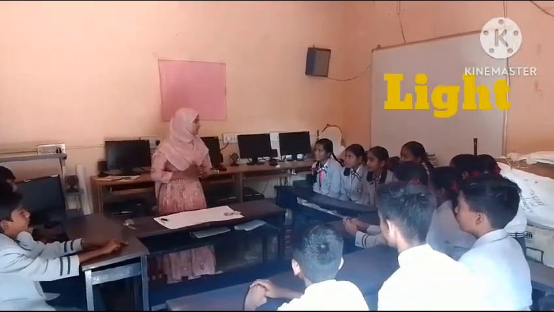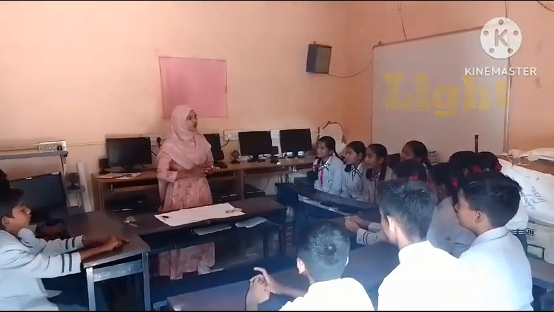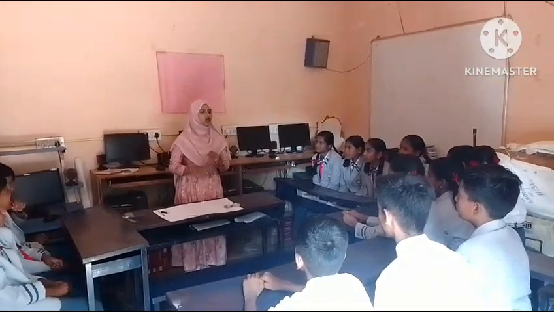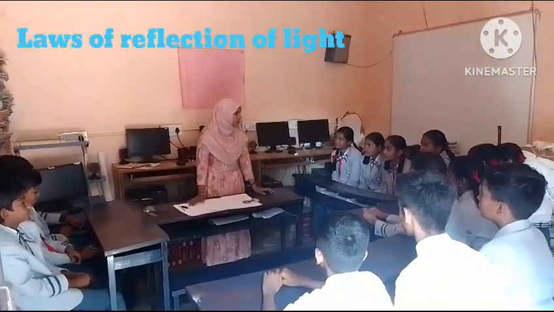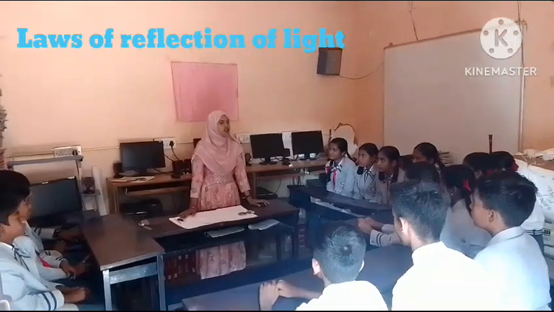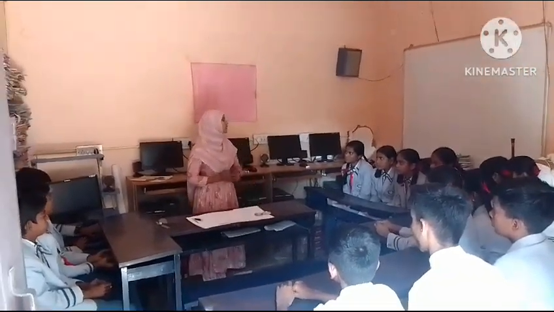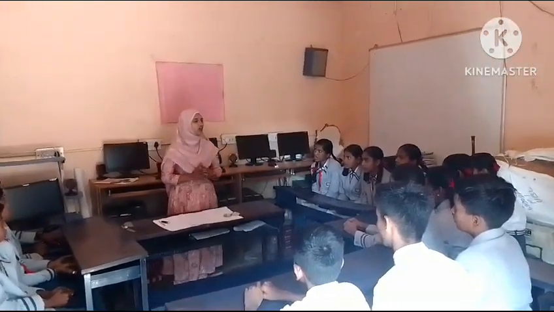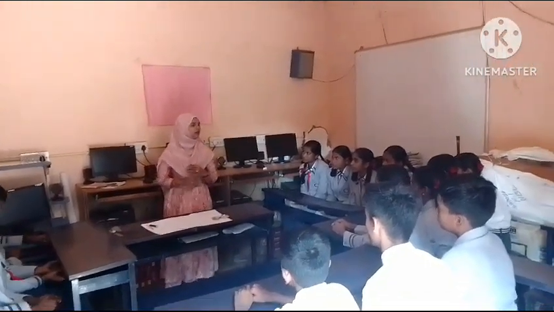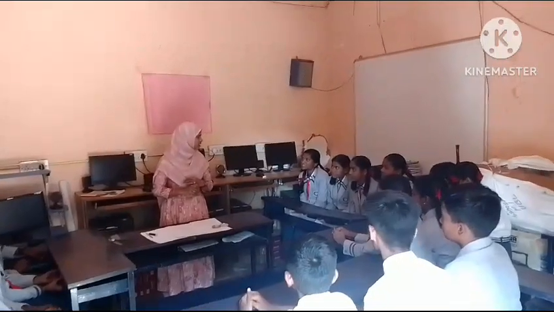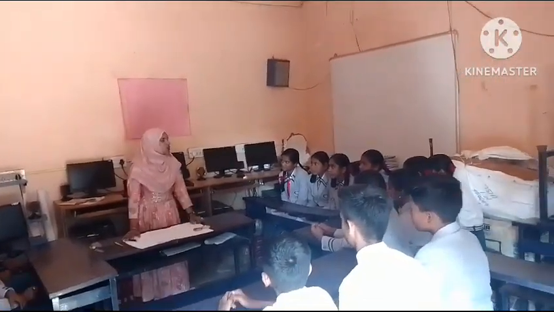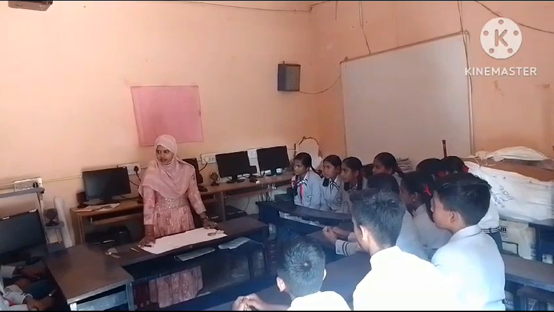Students, in today's class, we are going to do a demonstration on the laws of reflection of light from the light lesson. Okay, so what do you mean by light? Light is a form of energy which helps us to see an object. So, what is the property of light? It travels in a straight line. Straight line. So, what do you mean by reflection of light?